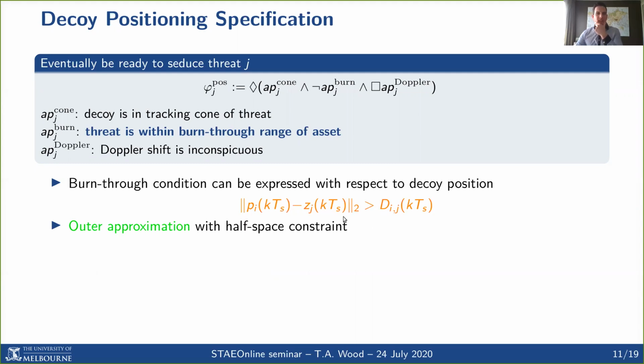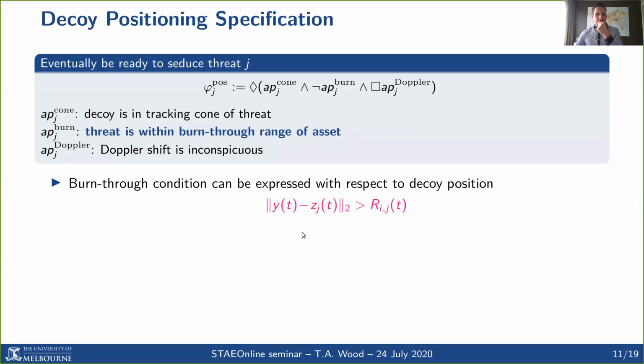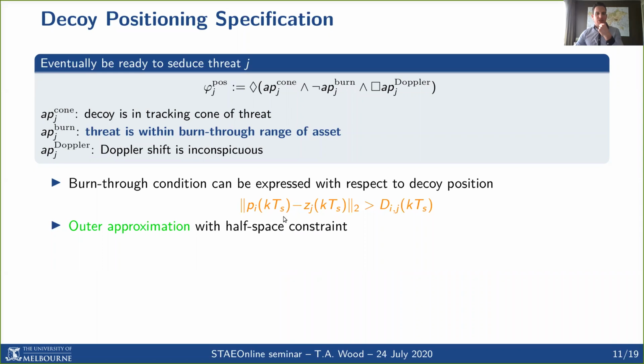But we can reformulate this as a condition on the decoy position. So we need the decoy to be close to the threat. In other words, if it's too far away from the threat, it is in burn through. So we have this bound.